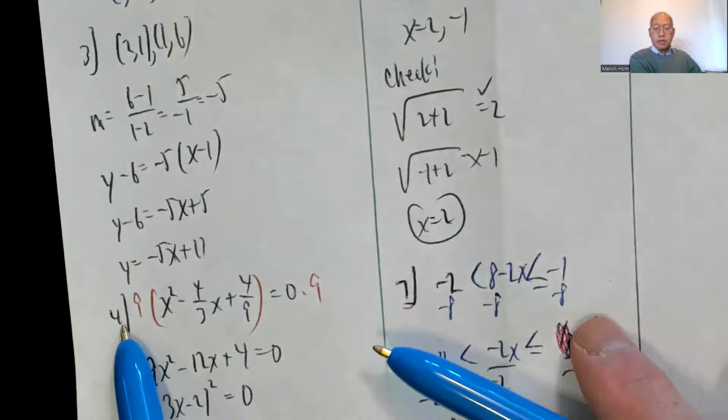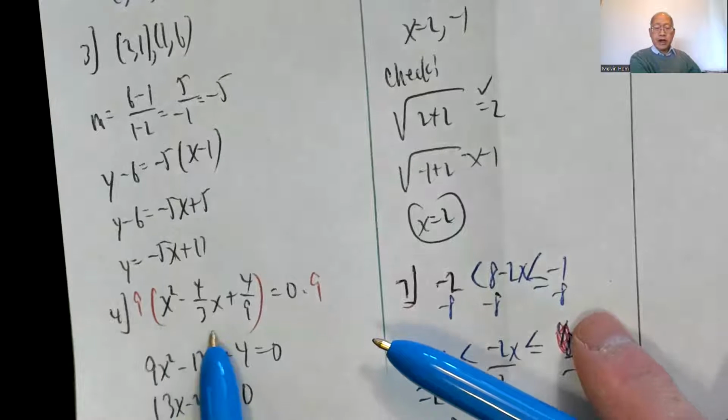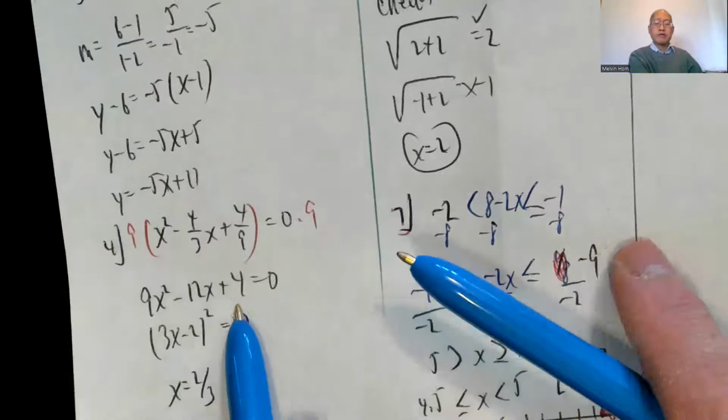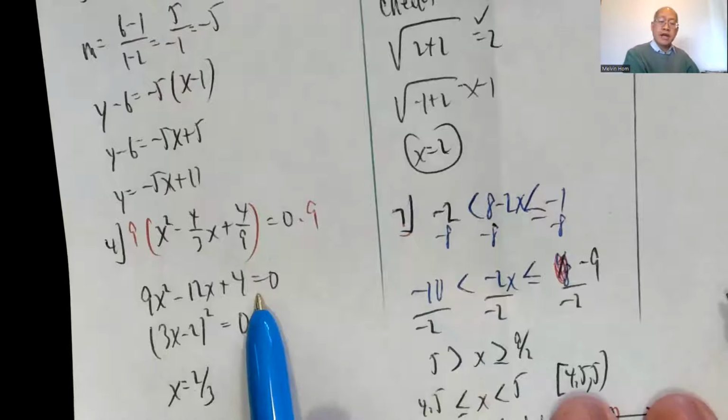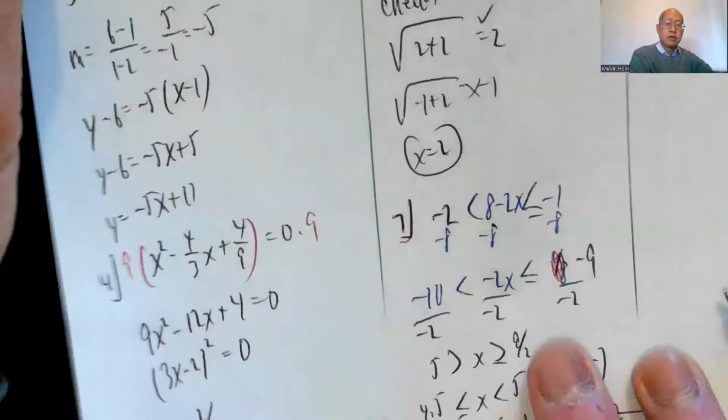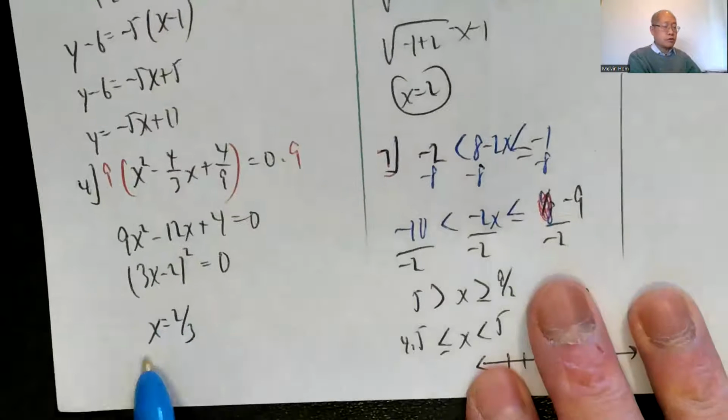Number 4, it's probably best to multiply through by 9 to clear the fraction. So I multiply both sides by 9. 9x squared minus 12x plus 4 equals 0. I recognize that as a perfect square. It's (3x minus 2) squared equals 0. So what number makes this 0? 2/3. So x is 2/3.